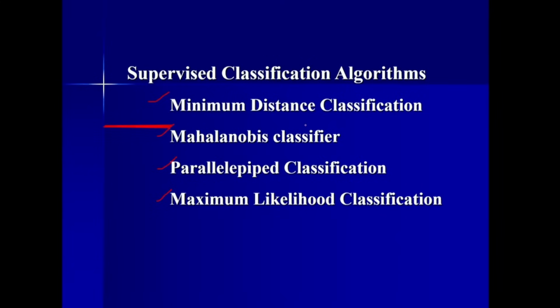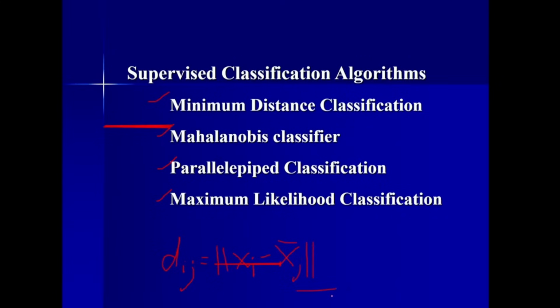In the minimum distance classifier, the formula is the same which I told for unsupervised, that is d_ij is equal to mod of x_i, that is the input pixel, minus x_j bar. So here this is your Euclidean distance.